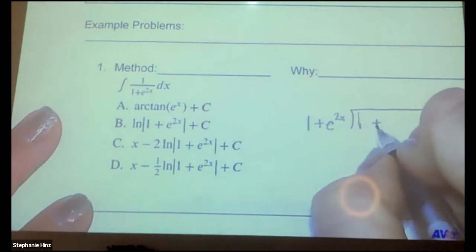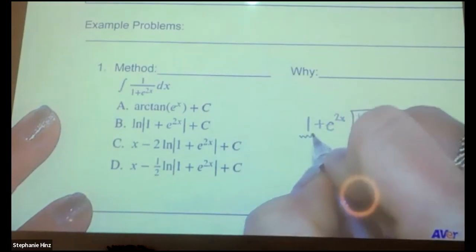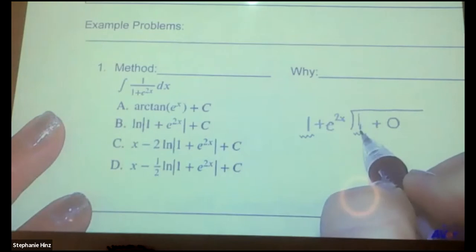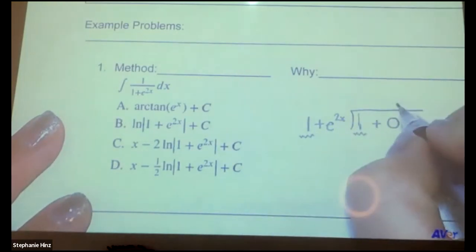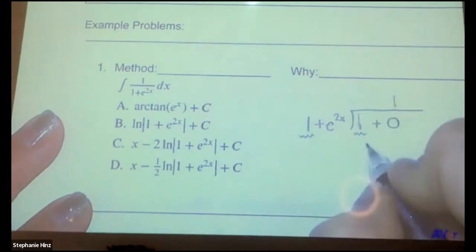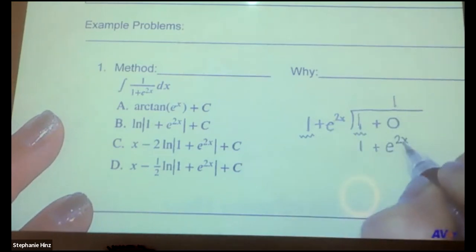I need 2 terms there, so I'm going to go ahead and add a 0 in there. Bear with me. If we look at just this first term, because that's really all you want to look at, 1 divided by 1 is 1. And since I have 2 terms, I'm going to put that 1 right here and multiply. So 1 times 1 is 1, and 1 times e to the 2x is e to the 2x.